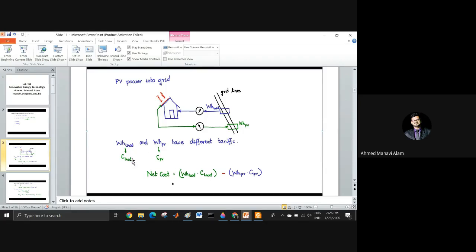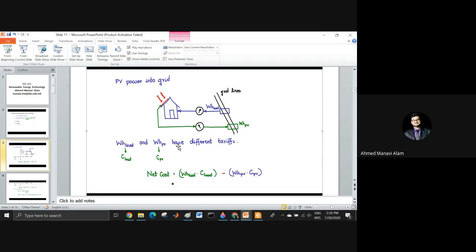Now net cost means how much you have to pay monthly. Then what will be the net cost? Net cost is equal to WH load into C load minus WHPV into CPV. WH load into C load means the total amount of expenditure you are spending, মানে আপনি খরচ করতেছেন যেটা, and WHPV into CPV means the total amount you are giving to the grid lines. This is you buying, this is you selling. Now understand this will be the net cost.